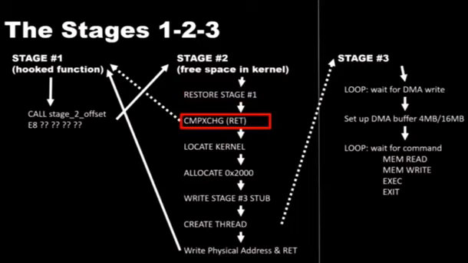Then we check if we are the first thread running here. We might run in a multi-threaded environment. If we are not the first thread running here, we immediately jump back to the now unhooked stage 1 function and resume the normal execution flow for that kernel thread. But if we are the first thread running here, we locate the base of the kernel, and we need that in order to look up some function pointers that we are going to need later on.